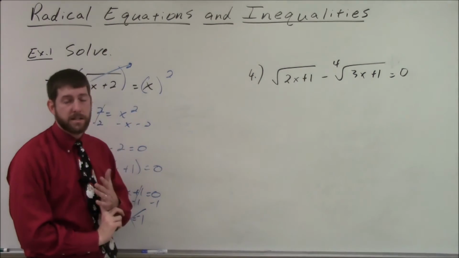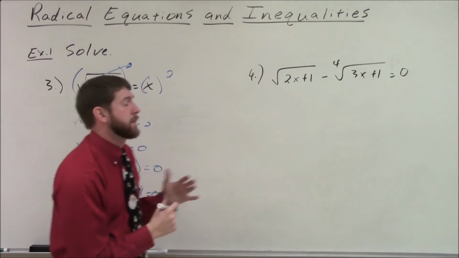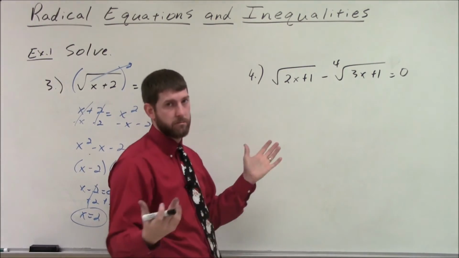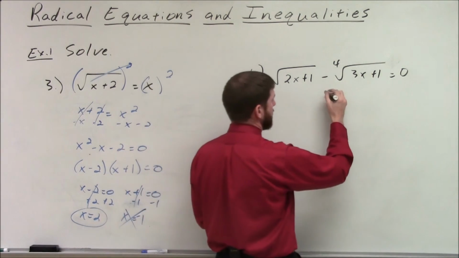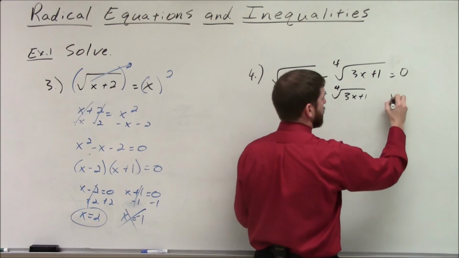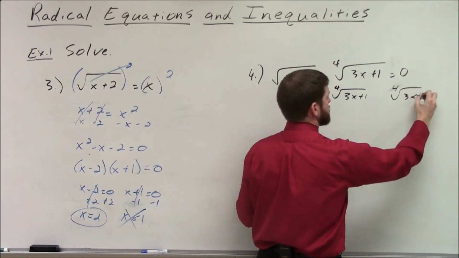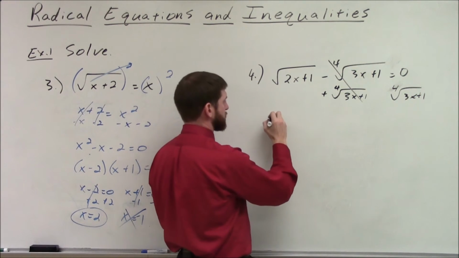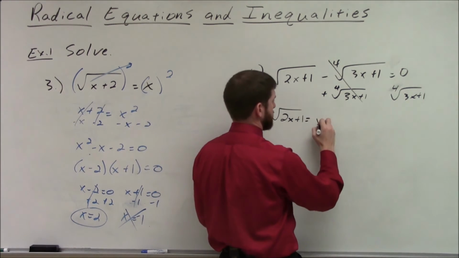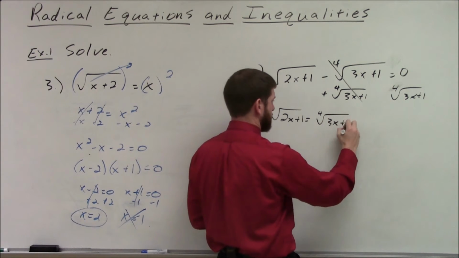When we're solving, we isolate the radical. Well, there's two radicals. Just pick one of them to isolate. And it doesn't matter which one you pick. This one's pretty simple because when you isolate one by moving the other one to the other side, they end up both being isolated. So just get one radical on one side. You can only deal with one radical at a time, so just move the other one over. So we'll say the square root of 2x plus 1 equals the fourth root of 3x plus 1.